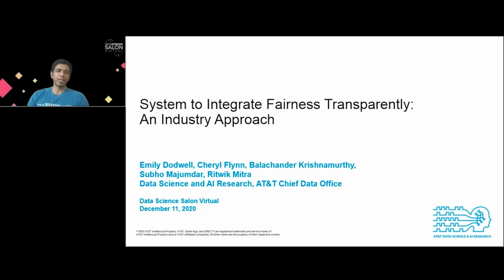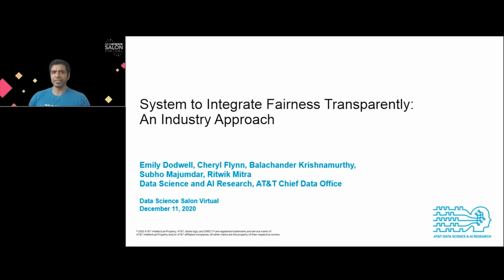Hi everyone, my name is Majumdar, and today I am going to talk about a system to integrate fairness transparently, especially an industry approach. This work is developed jointly with Emily Dodwell, Cheryl Flynn, Balachandra Krishnamurthy, and Ritik Mitra, who are my colleagues in the data science and AI research organization of AT&T.